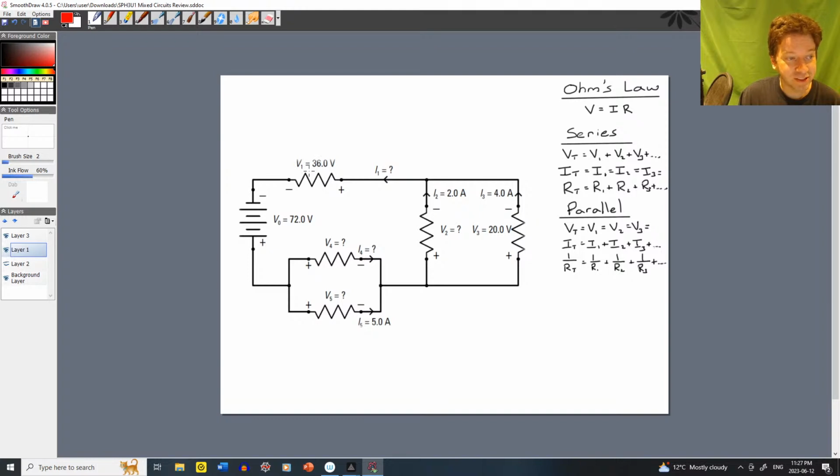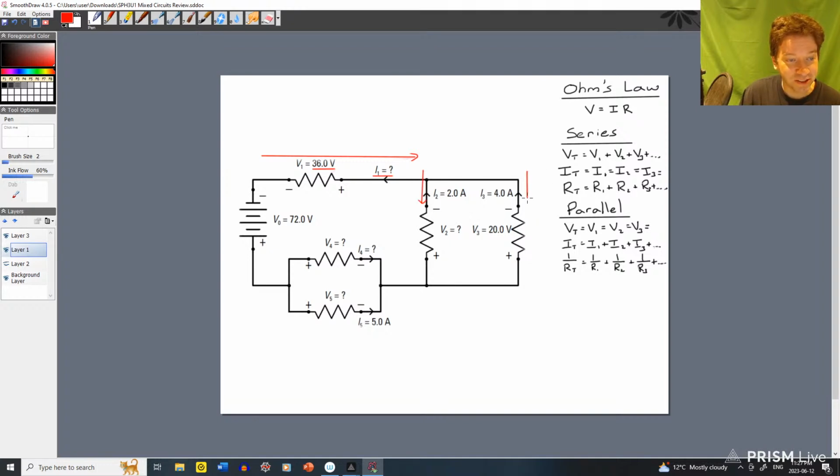So here we have V1, so this resistor is 36 volts. And then we have an unknown current. And then over here, these two resistors have a current of 2 amps and 4 amps. Those we both know. So if we look at parallel circuits, we know that in a parallel circuit, the current actually adds. So what happened was this current that was coming from the battery split into two sections.